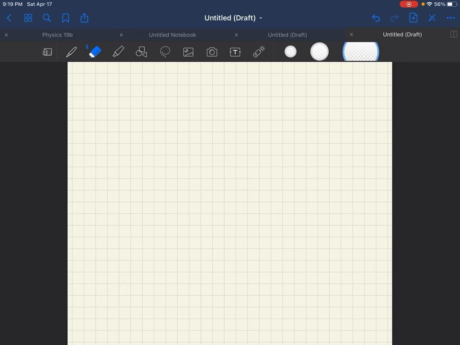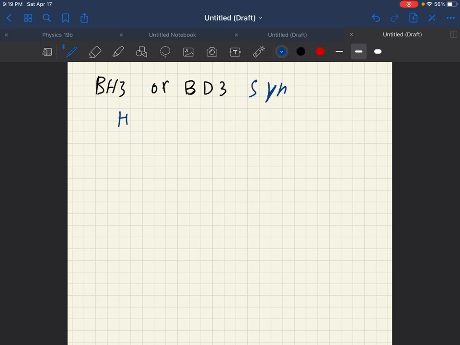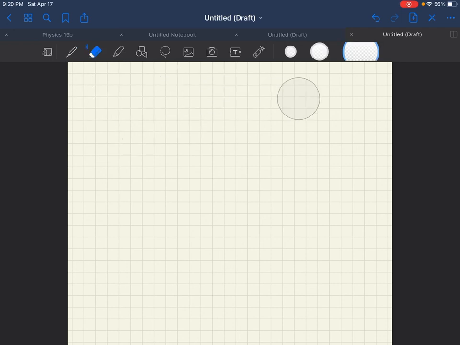So the next addition is BH3. BH3 is another syn addition. So we've got another syn addition, or this could be BD3, and these are syn additions, and it's going to add an H and an OH syn to one another. So let's take a look at a few of these real quick. So the first example I have for you is one that looks like this.